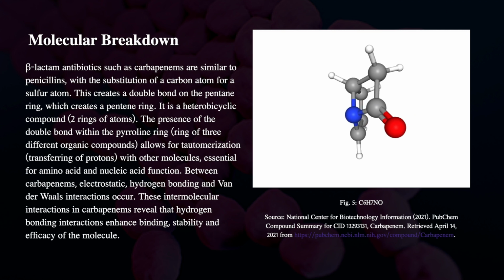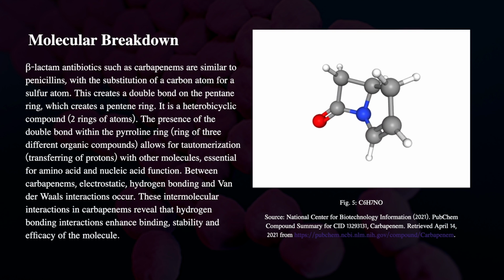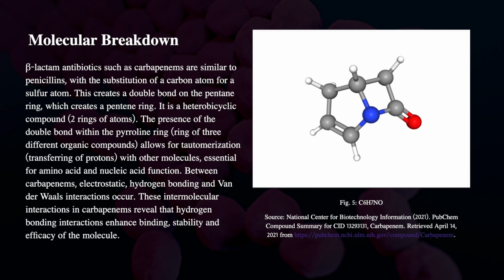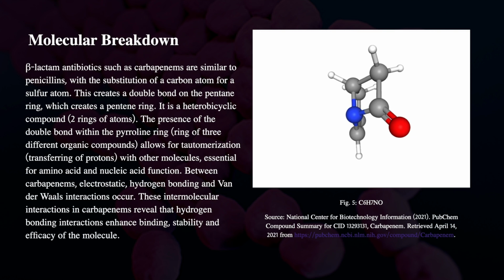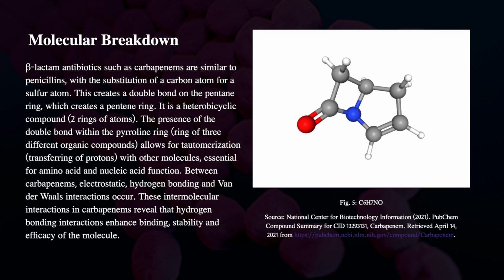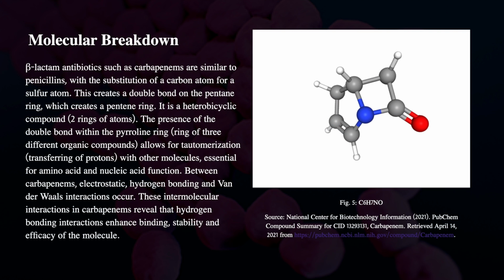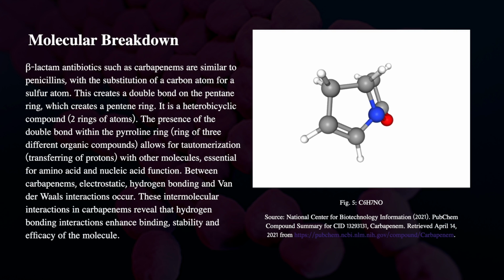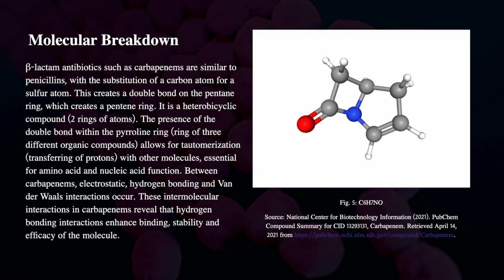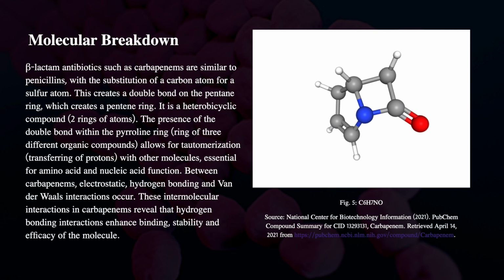Carbapenems are similar to penicillins, with the substitution of a carbon atom for a sulfur atom. This creates a double bond on the pentane ring, which creates a pentene ring. It is a heterobicyclic compound. The presence of the double bond with the pyrrolene ring allows for tautomerization with other molecules essential for amino acid and nucleic acid function. Between carbapenems, electrostatic, hydrogen bonding, and van der Waals interactions occur. These intermolecular interactions in carbapenems reveal that hydrogen bonding interactions enhance binding, stability, and efficacy of the molecule.